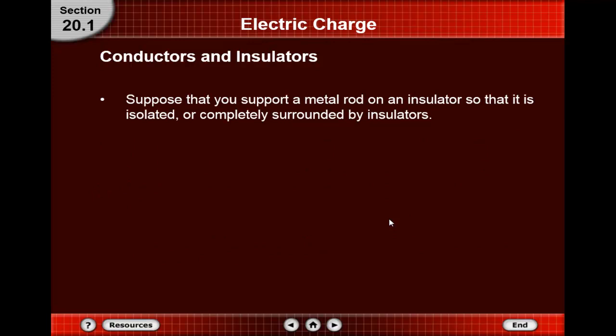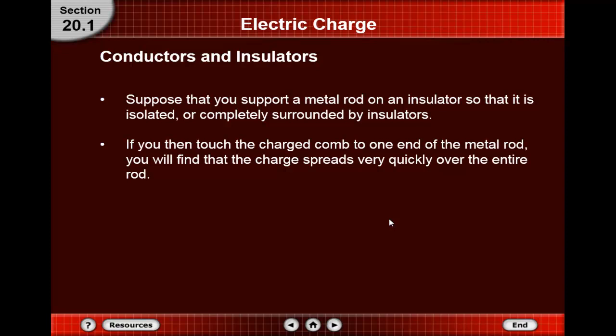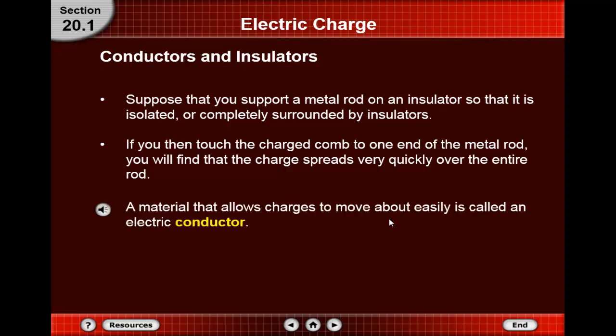Suppose that you support a metal rod surrounded by insulators. If you then touch the charged comb to one end of the metal rod, you will find that the charge spreads very quickly over the rod. So, a material that allows charge to move about easily is called an electric conductor. When the charge moves easily and quickly, we call it a conductor. When the charge moves slowly and can't move freely, we call it an insulator.